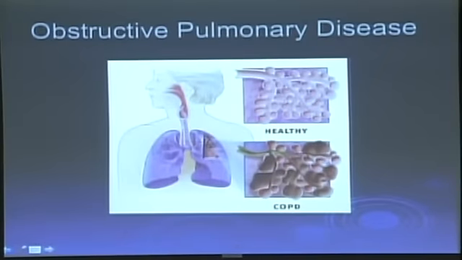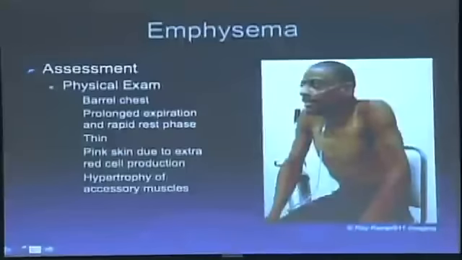COPD, you just don't have the surface area for diffusion, and you don't have the vascular supply, so you have a problem with diffusion and perfusion. So, physical exam, barrel chest, the compensation for loss of alveoli. With that barrel chest, it's usually fixed. They're diaphragmatically breathing now because their chest is out to just about maximum size.